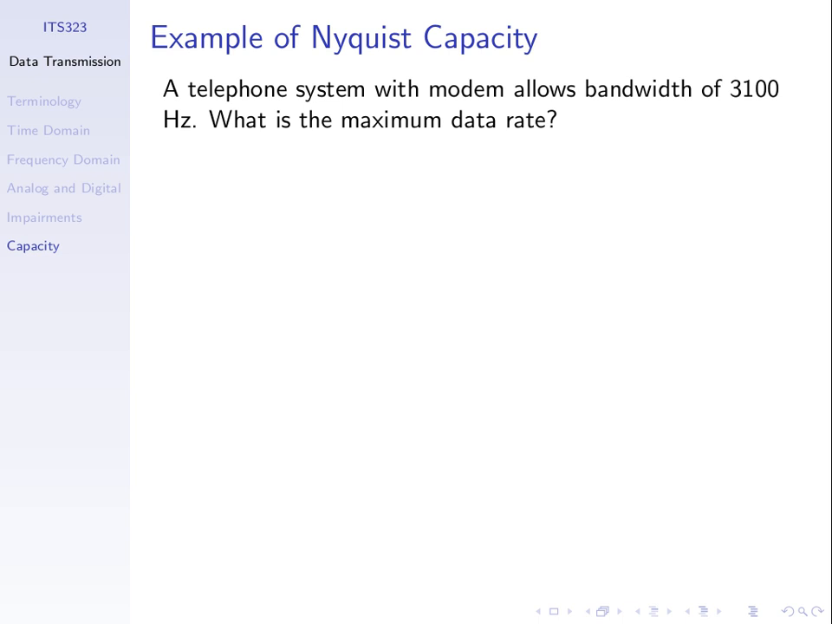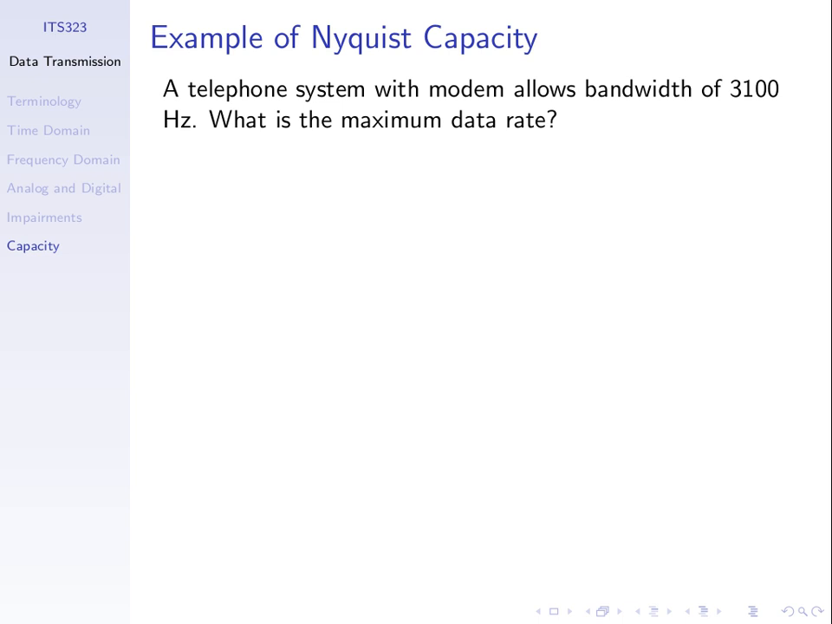If we transmit at just two levels, M equal to 2, then with a bandwidth of 3,100 hertz, the capacity or the data rate that we can achieve, remember, is 2B log base 2 of M. 2 times 3,100 times log base 2 of 2, which is 1, easy, gives 6,200 bits per second. If we transmit using a signaling scheme with just two levels, we can send 6,200 bits per second.